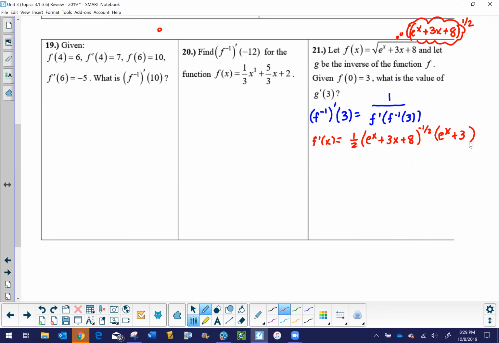All right? That's a pretty messy derivative. I'll give you that. There's a lot going on there. All right? The next thing that we need to do is find f inverse of 3, which basically is us letting the y value here be a 3 and solving what's left.